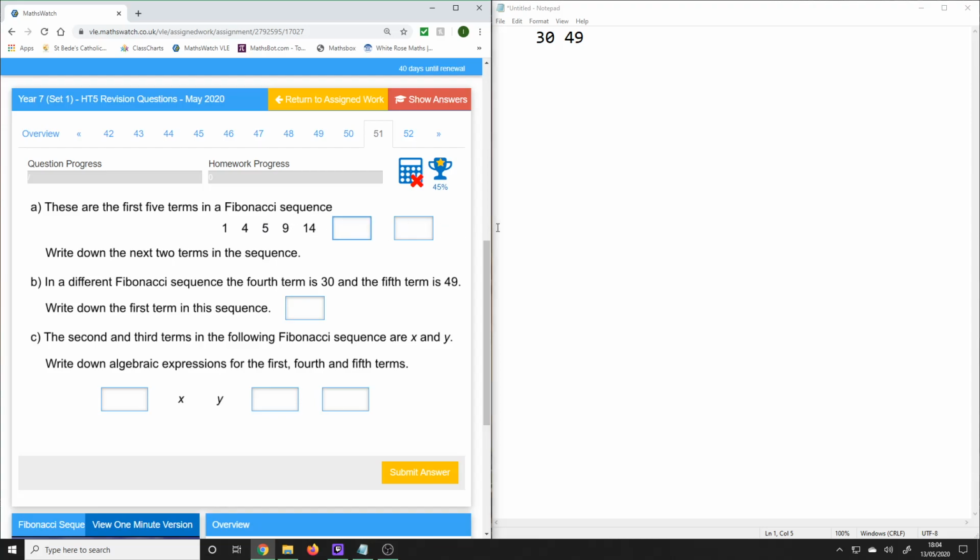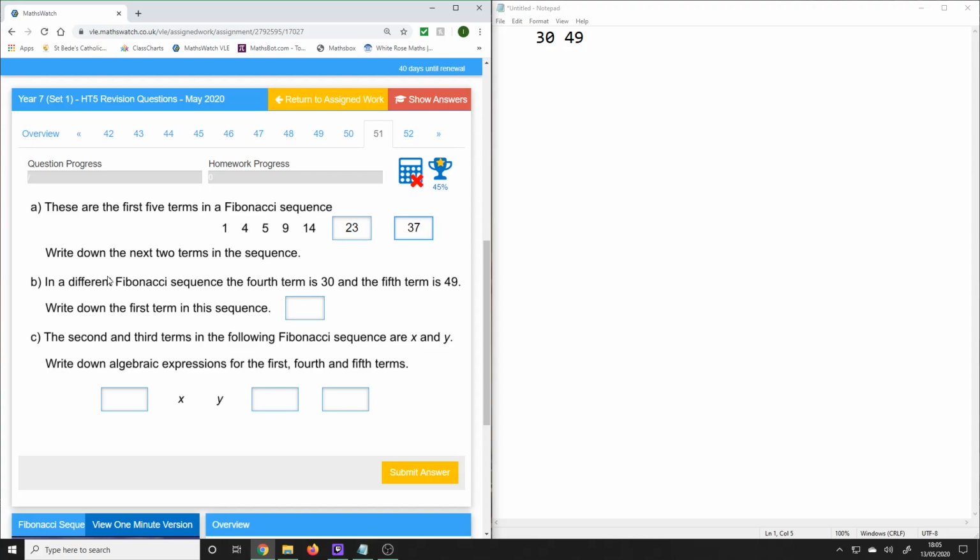So this next term that's missing is going to come from adding the previous 2 terms together. So 9 plus 14 is 23, and then this last term here again will come from adding the previous 2 terms together. So 14 plus 23 is 37. So a Fibonacci sequence, even though sometimes it can appear a little tricky or a little difficult, it's maybe not something you've seen before, when it's a question like this, it's relatively simple. You just add the previous 2 terms. 1 plus 4 is 5, 4 plus 5 is 9.